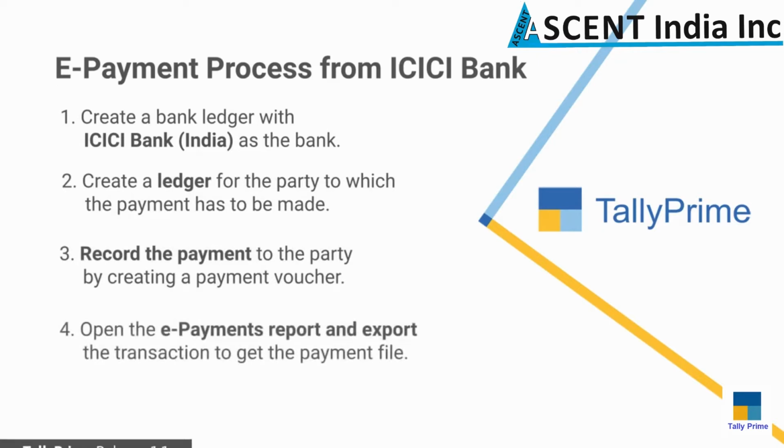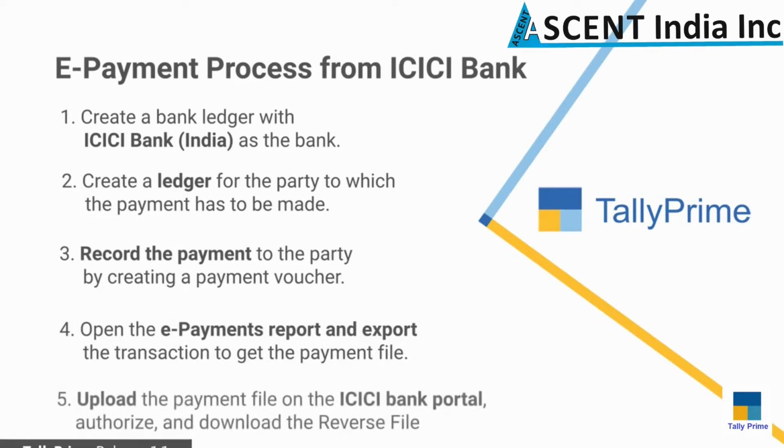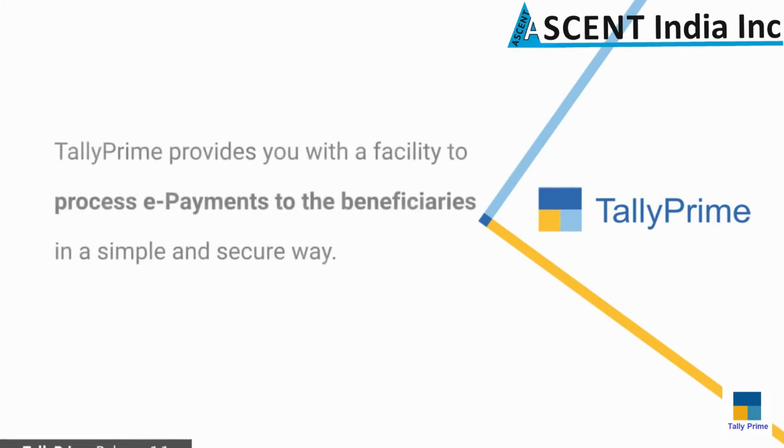Now, open the e-payments report and export the transaction to get the payment file. Finally, upload the payment file to the ICICI Bank portal, authorize and download the reverse file. You can import this file in TallyPrime to reconcile the e-payment transaction. As you saw, TallyPrime provides you with the facility to process e-payments to the beneficiaries in a simple and secure way.